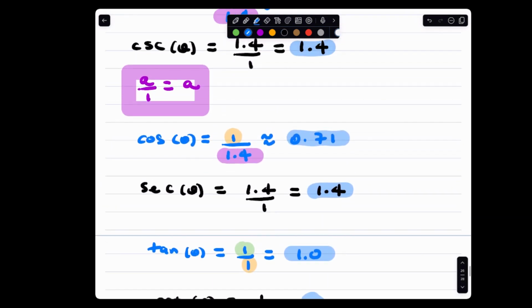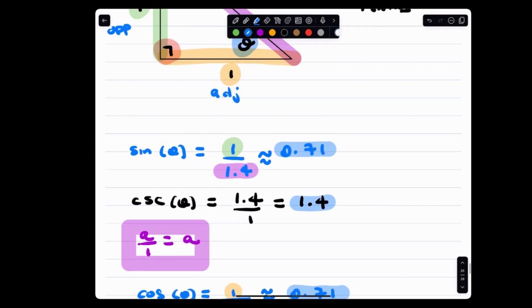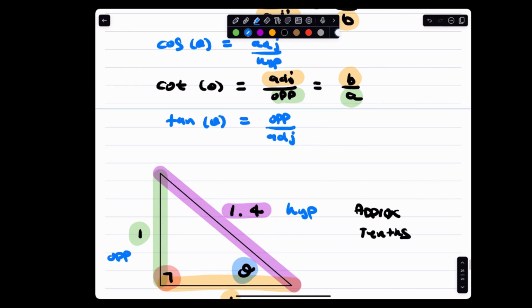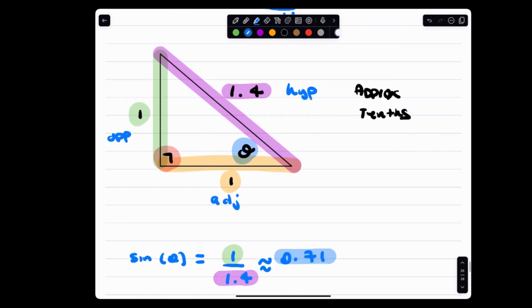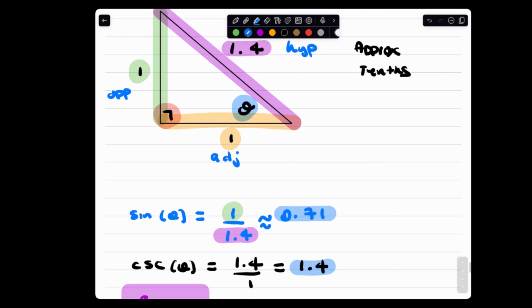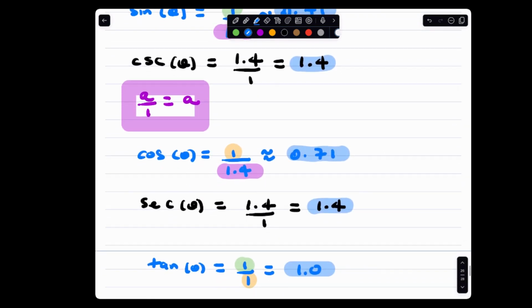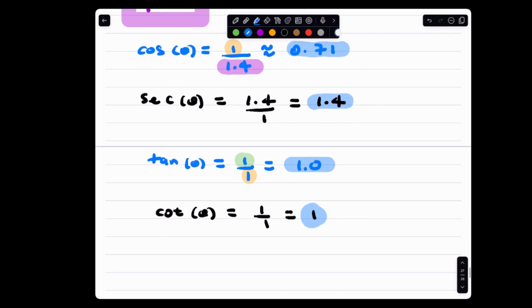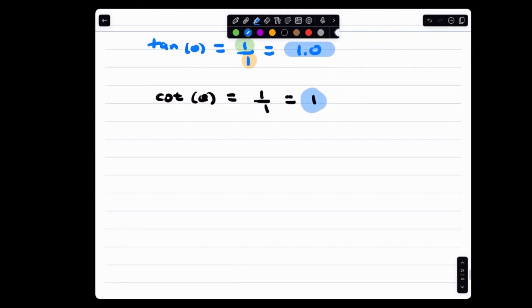Is that right? But moral of the story is, for this triangle, it is special. For this triangle, ladies and gentlemen, you got all 6 trig ratios now. Okay, you got all 6. You guys okay with that?